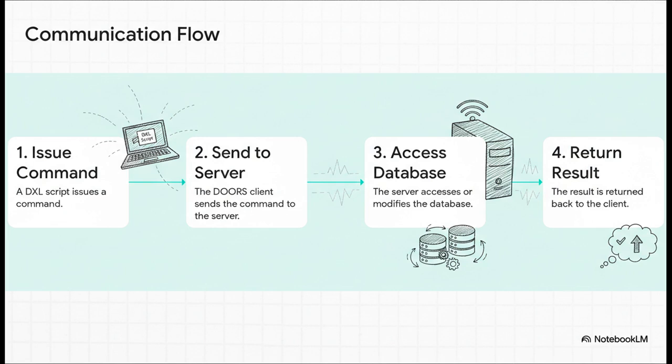You, the user, run a DXL script on your computer. That's the client. Your computer sends the instructions over to the main DOORS server. The server is the workhorse. It goes into the database, finds the data, or makes the changes you asked for, and then it sends the results right back to you. It's a classic client-server model, super reliable.